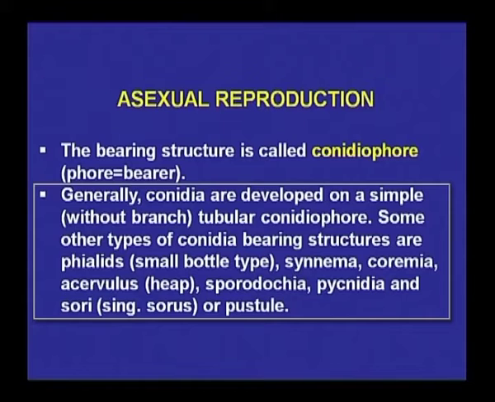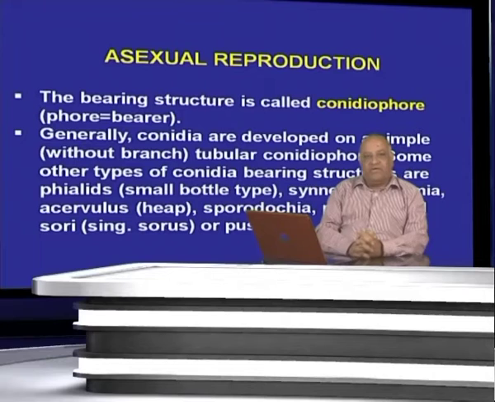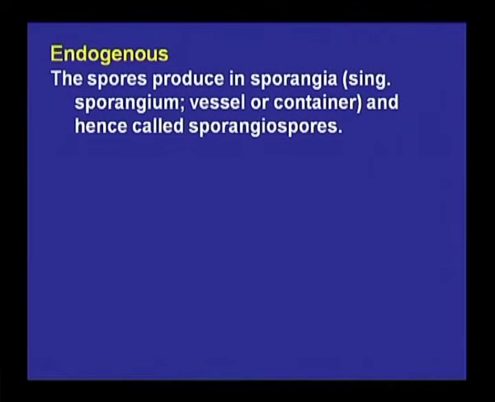Sporodochia, as we see in the case of Fusarium. Pycnidia are there in the fungi imperfecti genera, and the sori. Sori is a very peculiar characteristic found in the rust fungi, that is Puccinia. It is also known singularly as sorus or pustule.